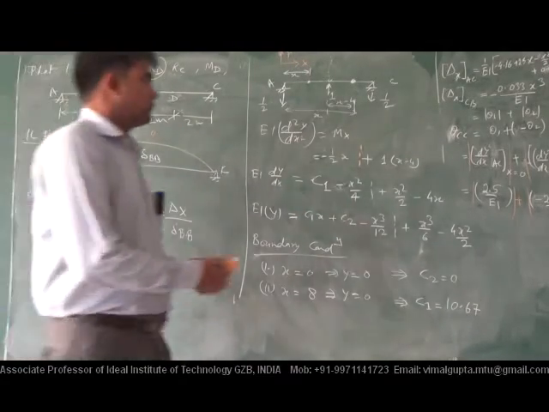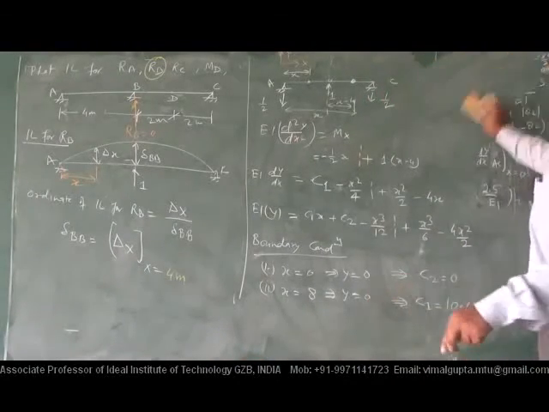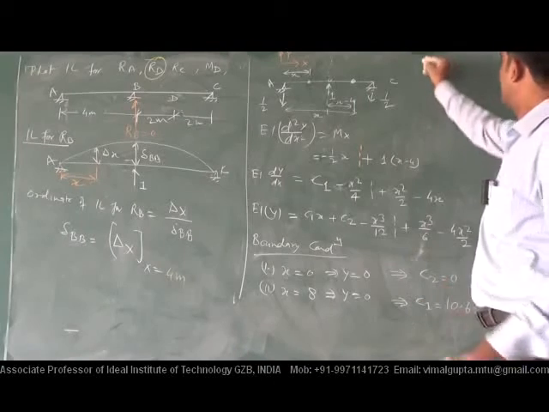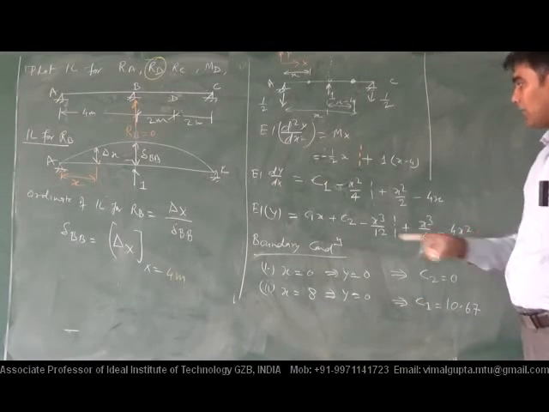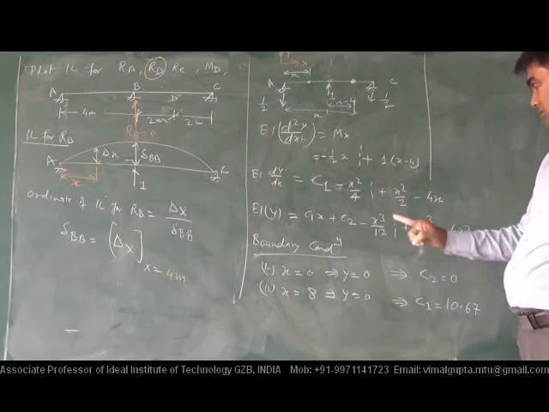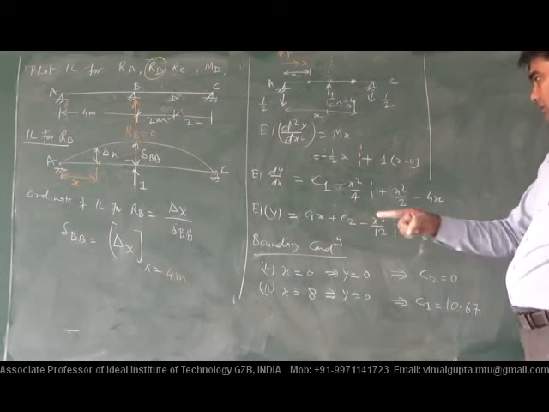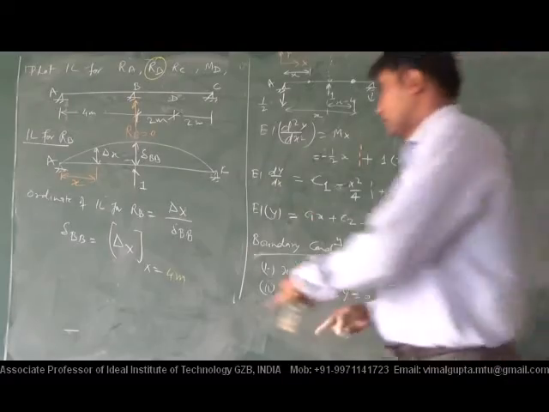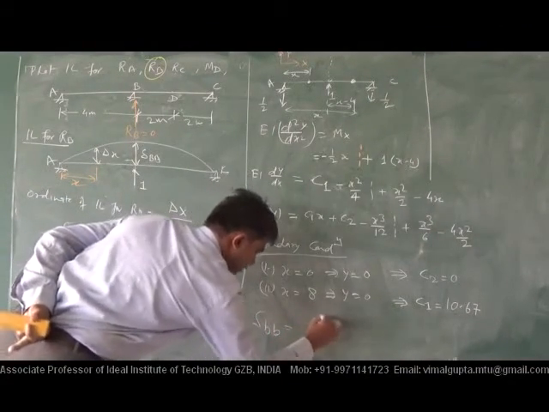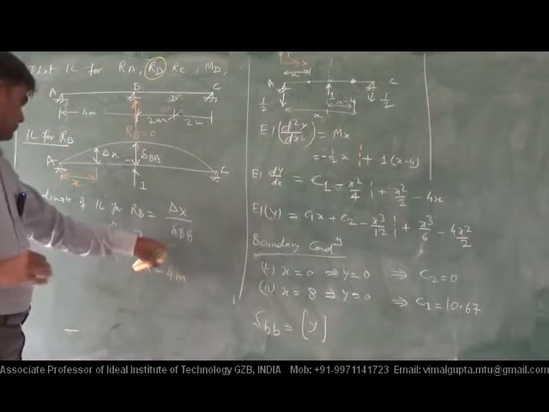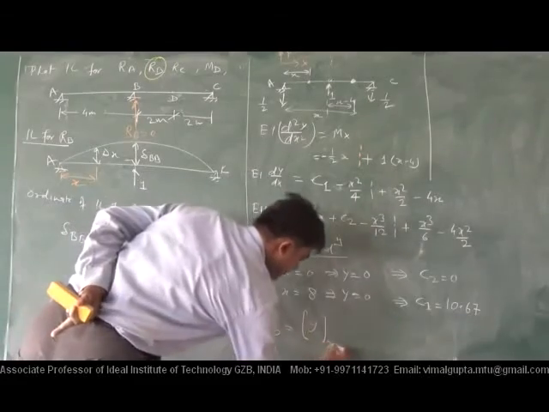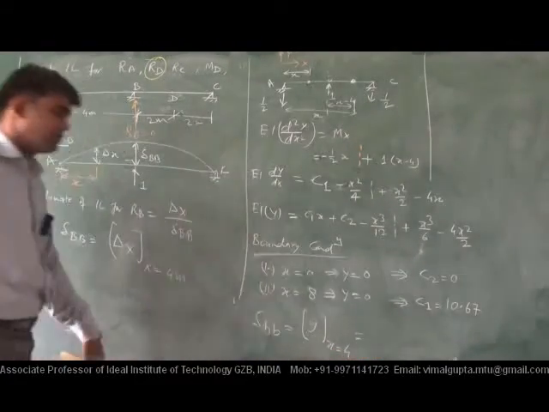And now find del BB. It is y at x is equal to 4. Tell me that value.